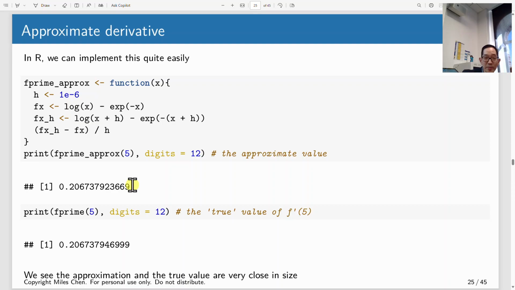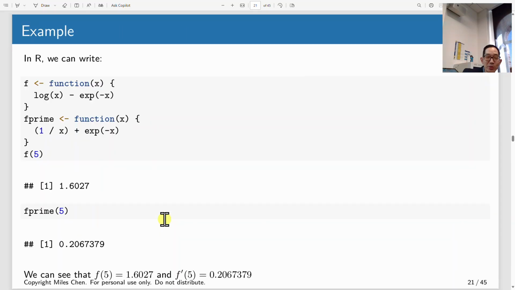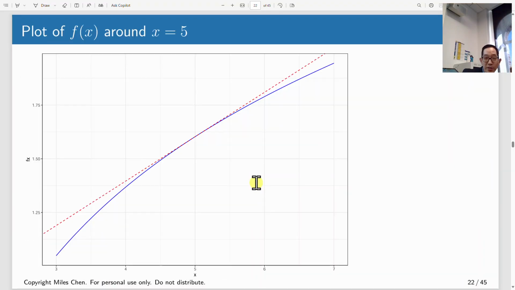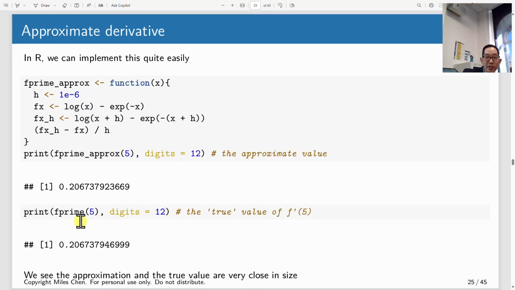And the result there is 0.2067379236669. And then the actual value, or at least using the actual derivative function here, where I use 1 over x plus e to the negative x, so that's the result of doing the calculus. If I use that function and I plug in 5, I get 0.20673794699. So we're accurate to around 7 places after the decimal.